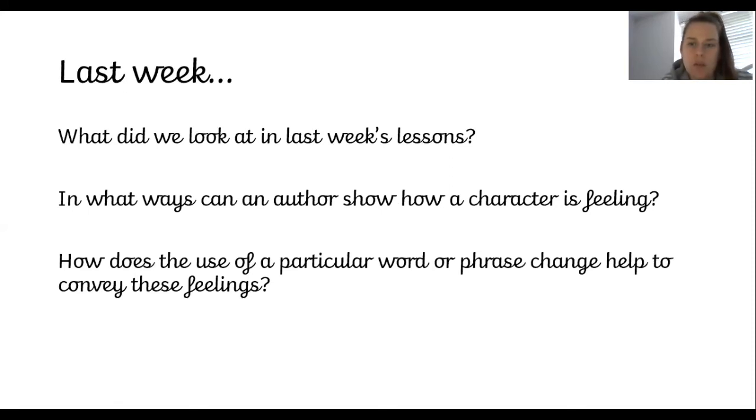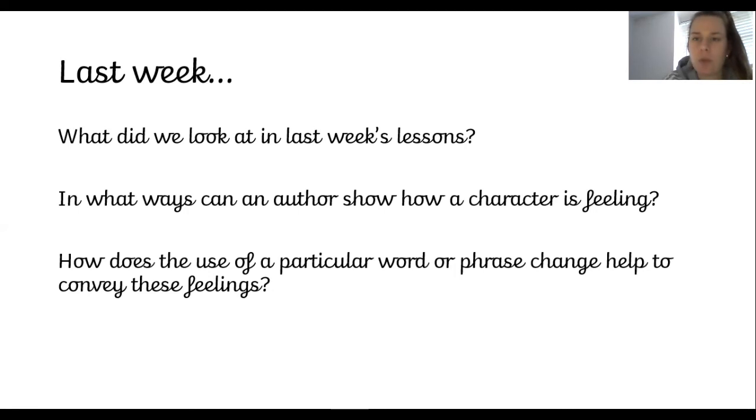How do we think the author does this? Do particular words or phrases convey feelings better than others? Is it okay to just say, Lucy felt sad? Or could we do this without having to say it? Absolutely we can. We can infer, can't we? Which is what we were looking at last week in particular. We were using inferences, weren't we, to convey feelings. So rather than saying Lucy is sad, how could you show us in your writing?